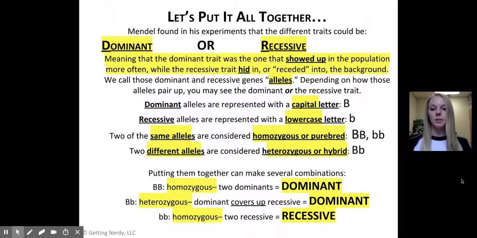Putting them together can make several different combinations. When we have a homozygous dominant, we have two dominants, and we would see the dominant trait. A heterozygous genotype is where the dominant is going to cover up the recessive allele, and we would still see the dominant trait. A homozygous recessive with two recessive alleles would show the recessive trait.